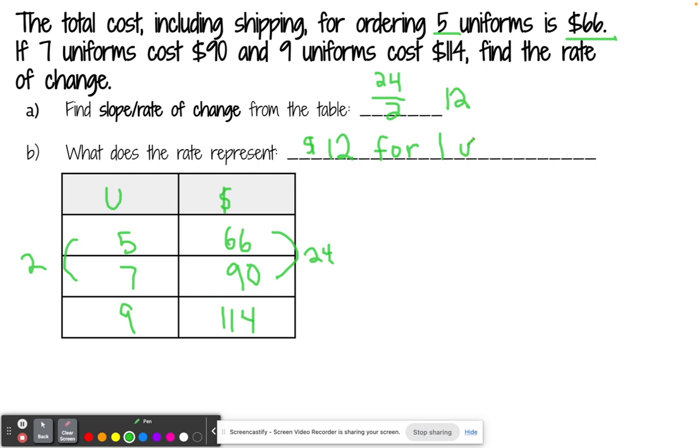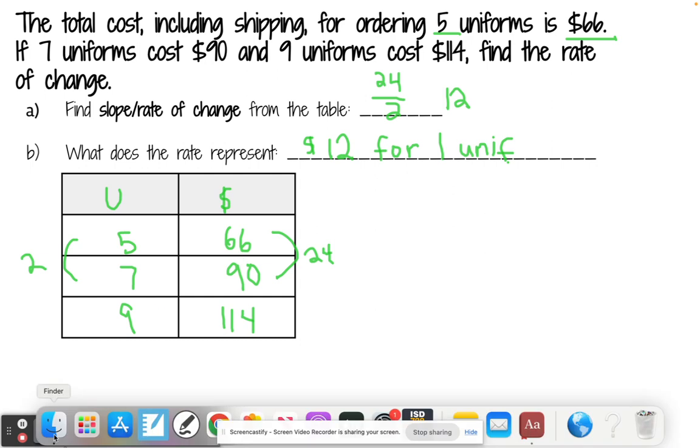Now, obviously, looking at this, it isn't $12 for one uniform, because 12 times 5 is 60, not 66. So there must be some upfront costs that they're not telling us about here. But for each additional uniform, it's $12.